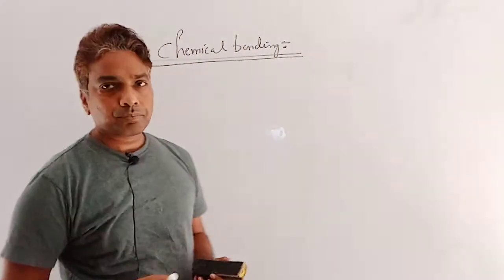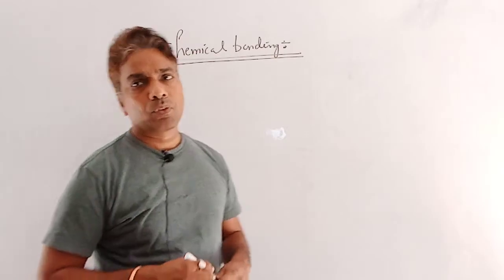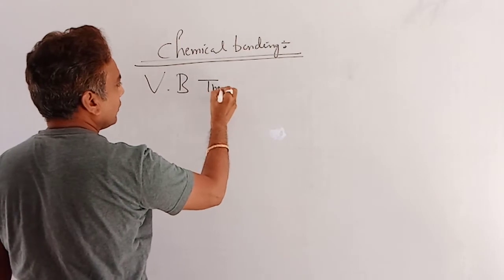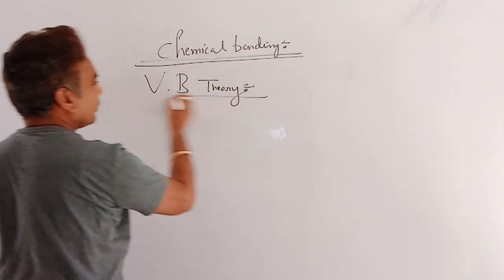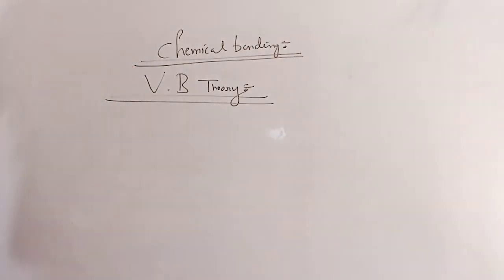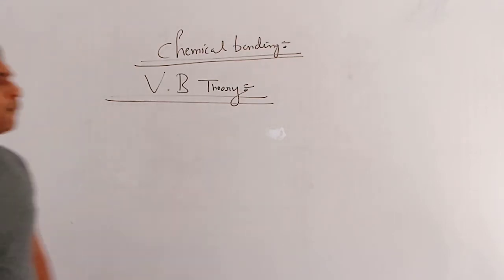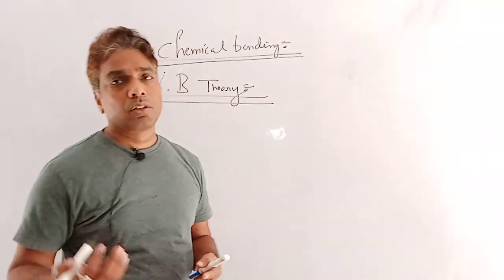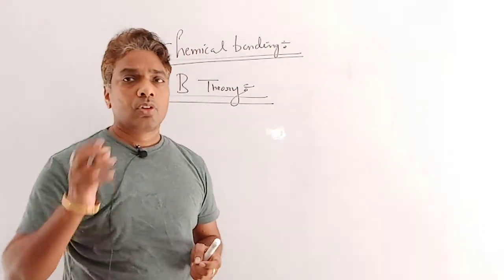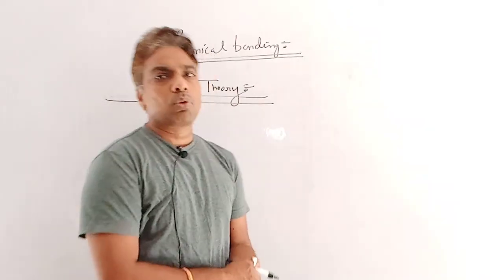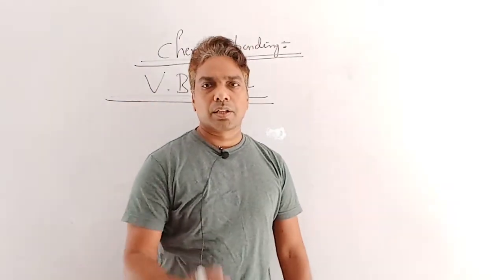So firstly we will discuss the valence bond theory, VB theory. According to valence bond theory, every atom has a tendency to pair its electron with the help of another electron of a different atom. Either these unpaired electrons are present in its ground state or in its excited state.